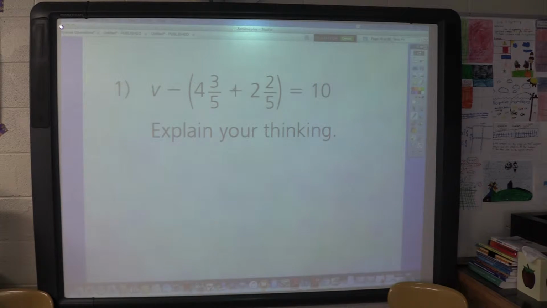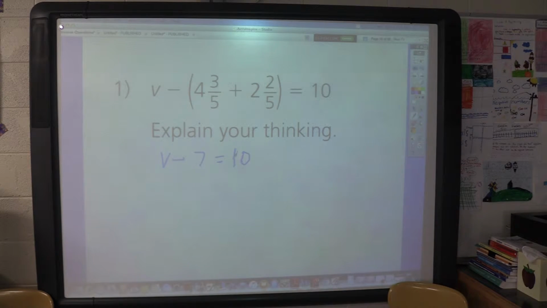Now I could use the standard algorithm for adding mixed numbers, but I think I'm just going to do it all mentally. I know here that I have 3/5 and 2/5, and anytime you have 3/5 and 2/5, you're going to wind up with 5/5, and 5/5 equals a whole. 4 plus 2 plus the whole is going to equal 7. So I can restate this or rewrite this for a moment as v subtract 7 equals 10.